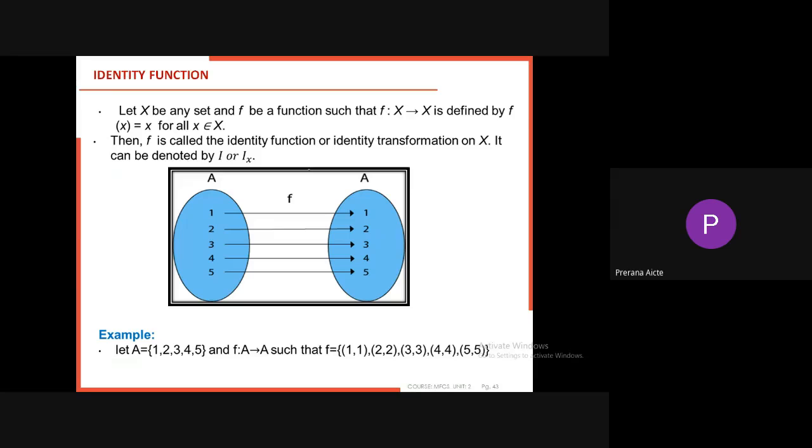Next, this is the identity function. It is very simple. If the same element is mapped again to the same element, that is, if f of x is equal to x, that means x is mapped with x once again, then I can say that it is an identity function. We may find element values like this.